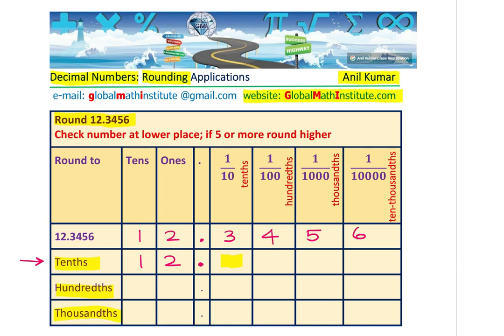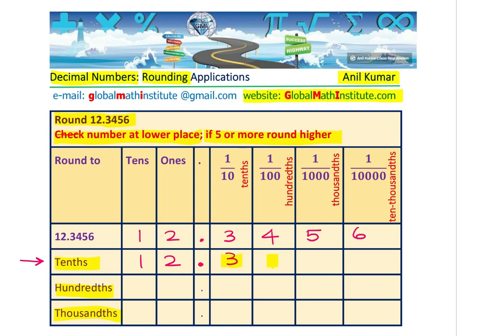So check the number in the lower place. The lower place to this is right here. If 5 or more, round higher. But this number is 4, which is lower than 5. And therefore, we will not round it higher, but we'll write it the same. So it will be 3. You get the idea. So this number, 12.3, is 12.3456 rounded to the tenths place. Get the idea, right?